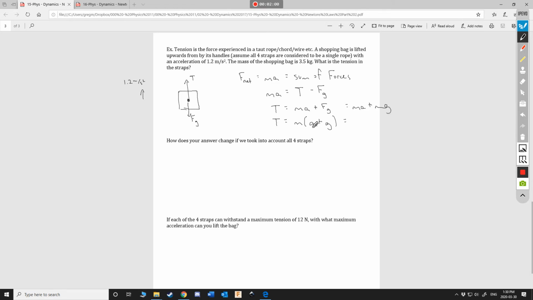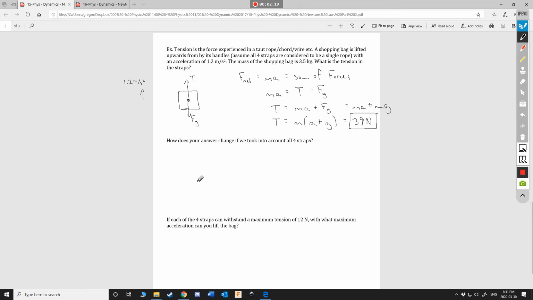So we have 1.2 meters per second squared plus the 9.8, which gets us a value multiplied by our mass. We get 39 newtons of force. So the overall force exerted upwards in that rope must be 39 newtons to lift this particular bag of groceries.